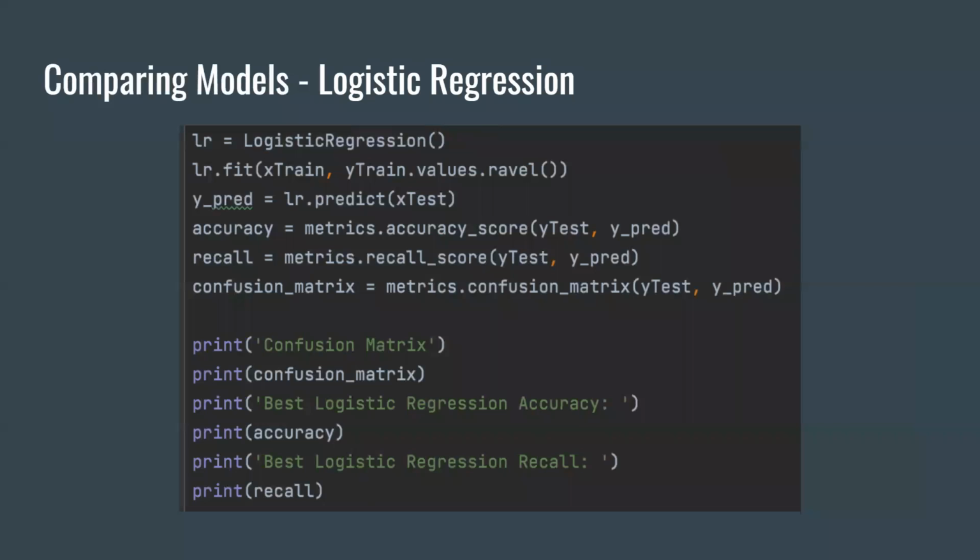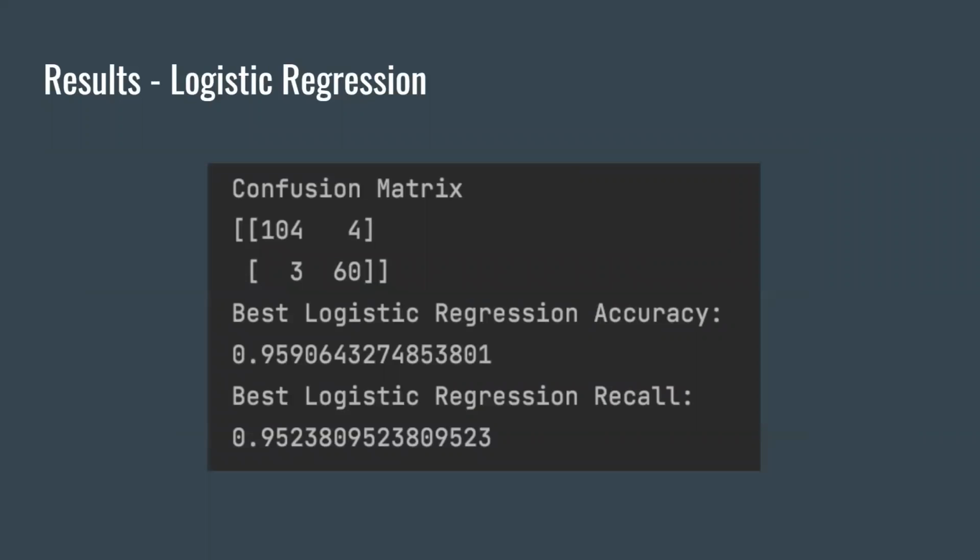Lastly, we also create a logistic regression model. We use the training data to fit the model and make our prediction. Here, as usual, is our confusion matrix, accuracy, and recall for the test data and our prediction.